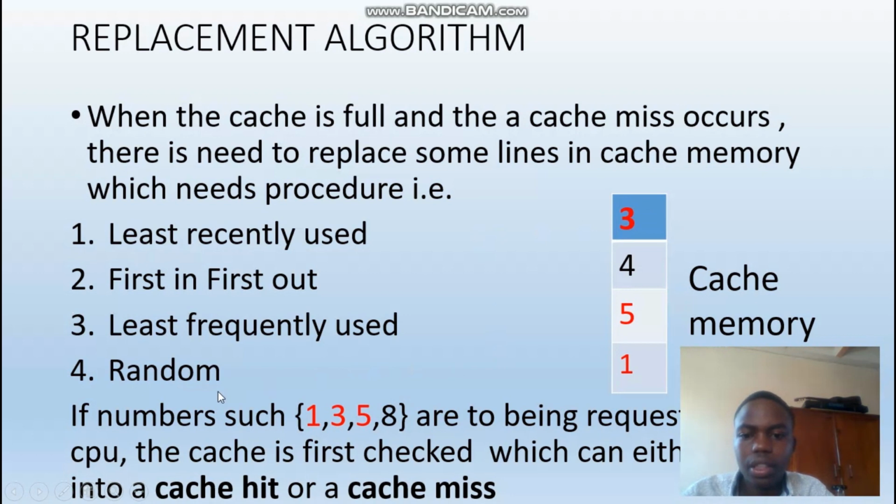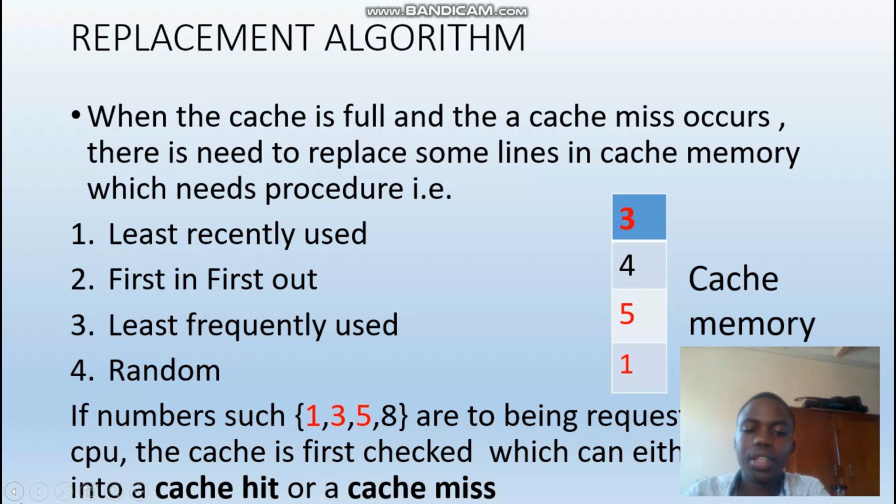We have an example here. If I have the numbers 1, 3, 5, 8, and the cache memory is full, having 3, 4, 5, and 1. If I'm to put a 1 into the cache memory, we can see that the 1 is already there, so when the CPU wants the 1, it is accessed easily. When the 3 is wanted, it's already there in line 1, so it is accessed. When 5 is wanted, 5 is already there.